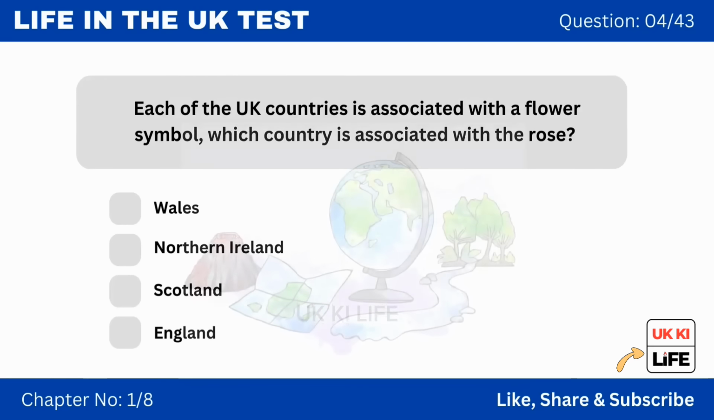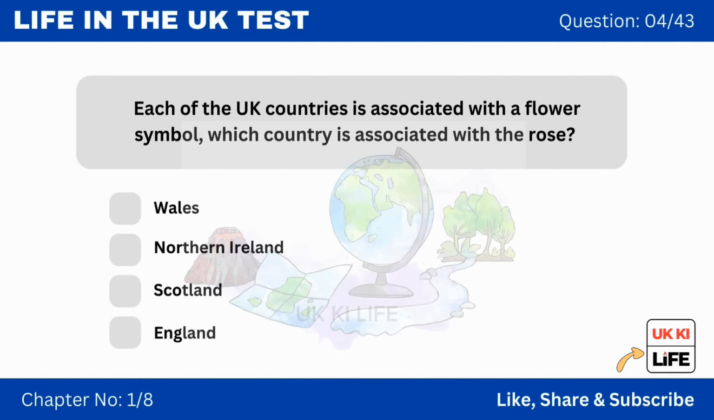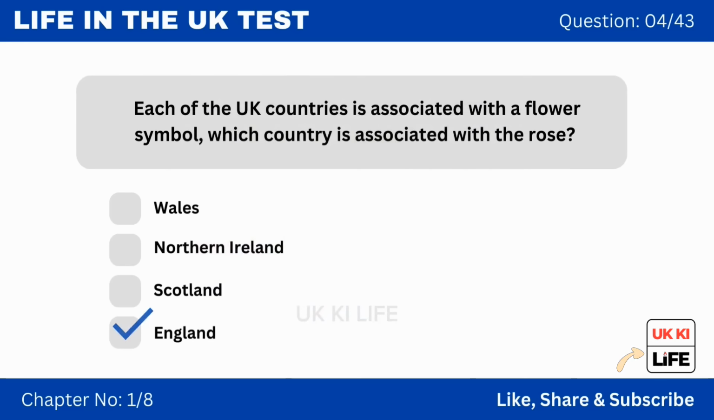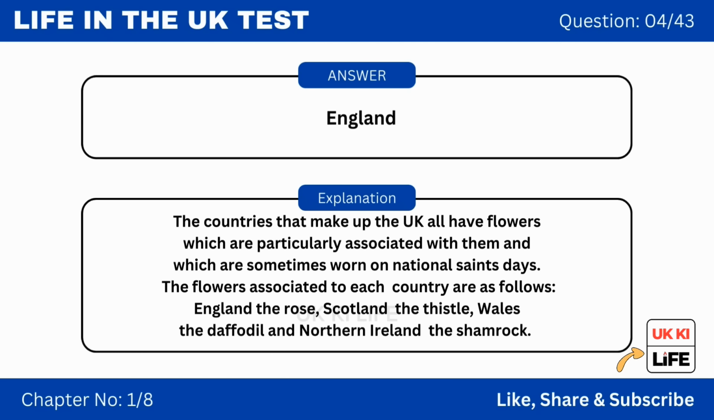Question 4. Each of the UK countries is associated with a flower symbol. Which country is associated with the rose? Wales, Northern Ireland, Scotland, England. The correct option is D. Explanation. The countries that make up the UK all have flowers which are particularly associated with them and which are sometimes worn on national saints' days. The flowers associated with each country are as follows: England the rose, Scotland the thistle, Wales the daffodil, and Northern Ireland the shamrock.